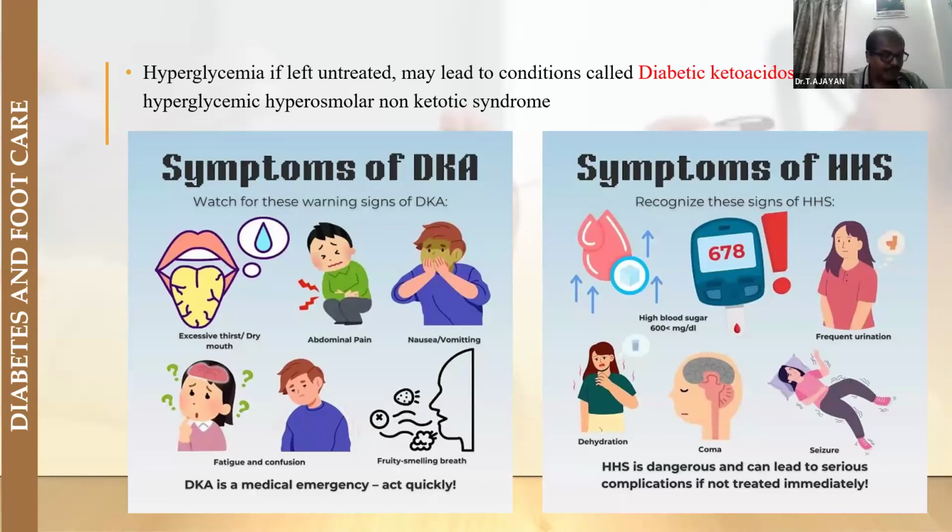The symptoms of diabetic ketoacidosis include, watch these warning signs: excessive thirst is the first one, dry mouth, abdominal pain, nausea and vomiting, fatigue and confusion, and fruity smelling breath. That is very, very important. In fact, we are able to work out the ketone smell if the patient arrives in our clinic, the fruity smell from the breath. That is diabetic ketoacidosis.